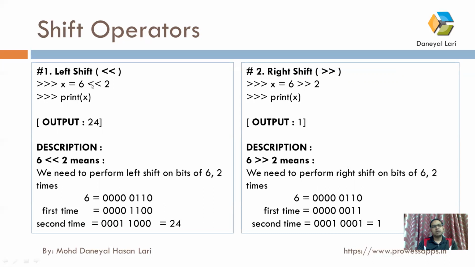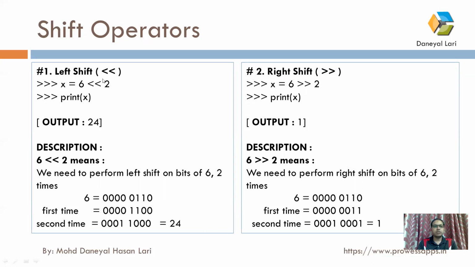For example, x is equal to 6 left shift 2 times. Okay, so we'll get the answer as 24. So how? First of all, look at the 6-bit pattern. The 6-bit pattern is equivalent to, first of all, four 0s, then 0, 1, 1, 0. This is the 6-bit pattern.